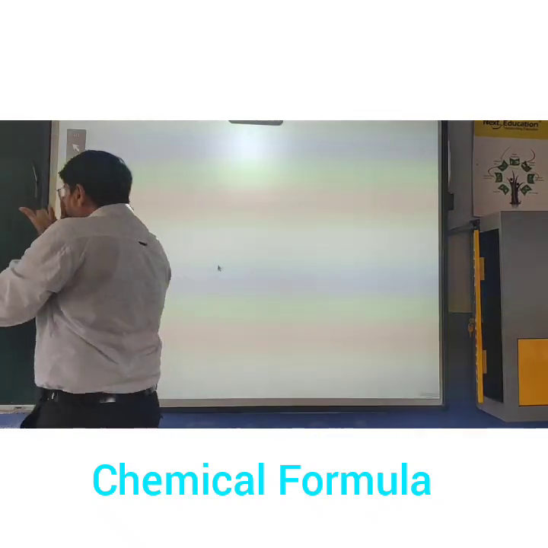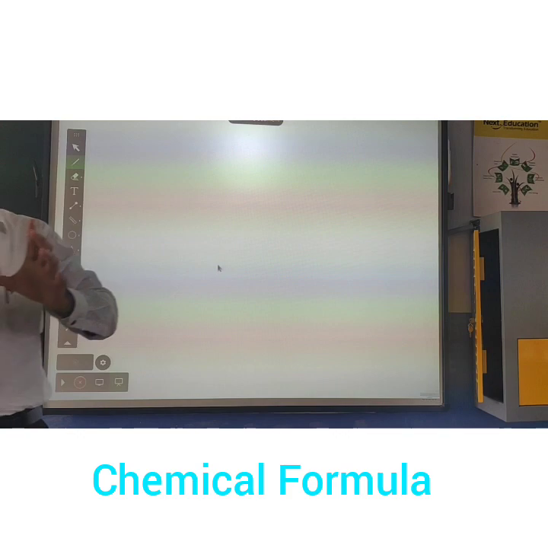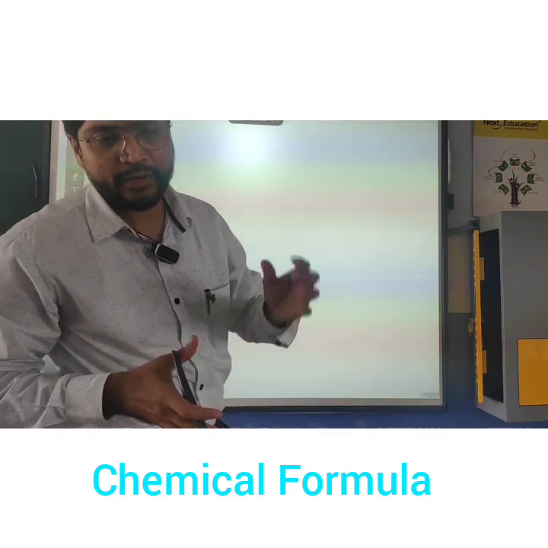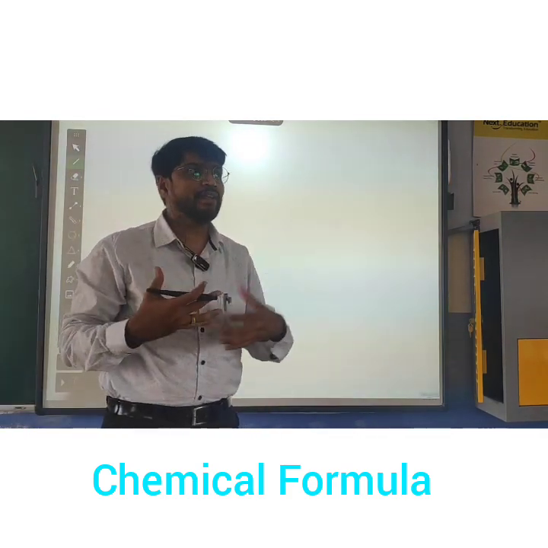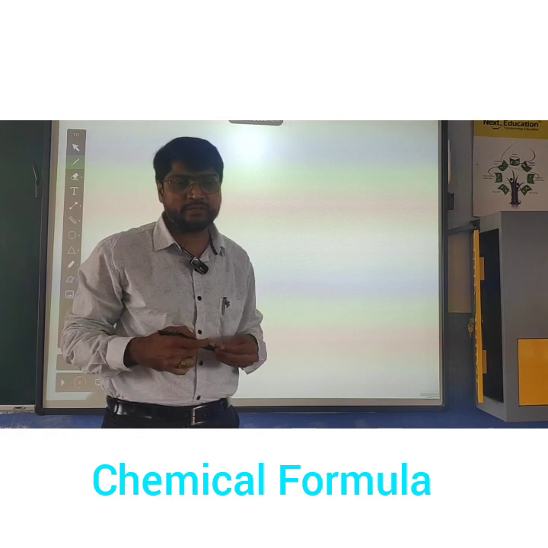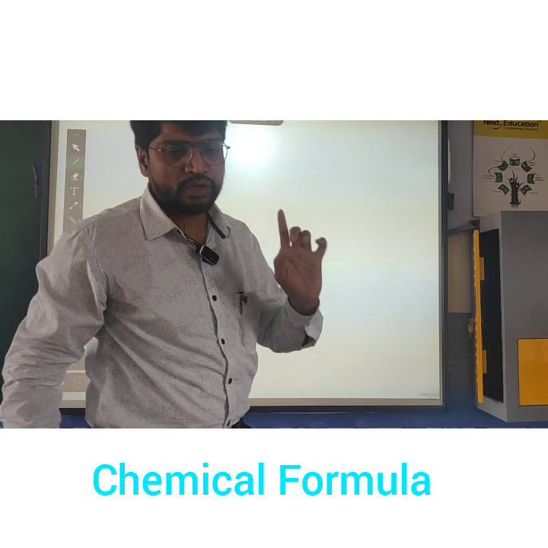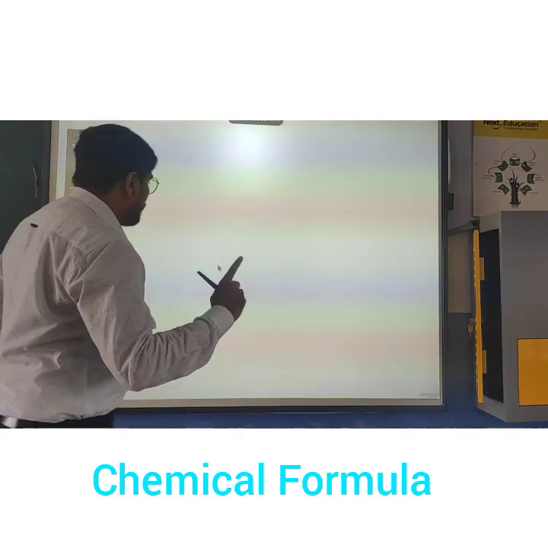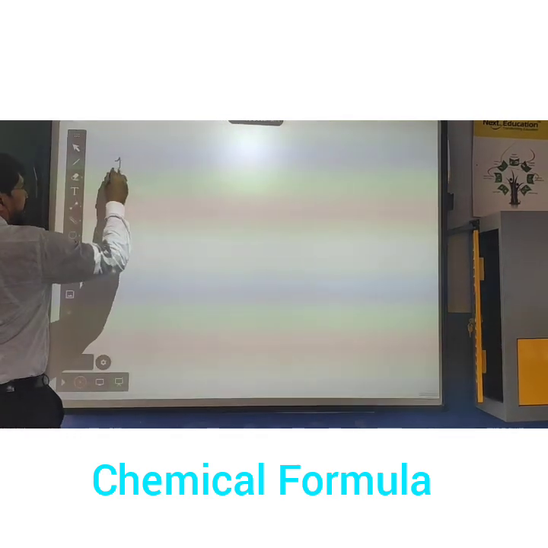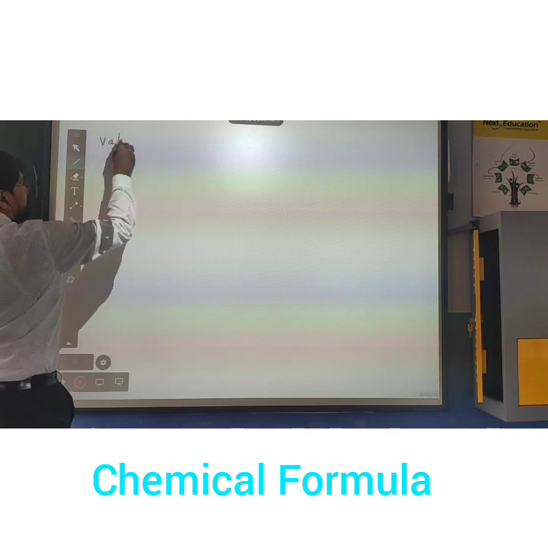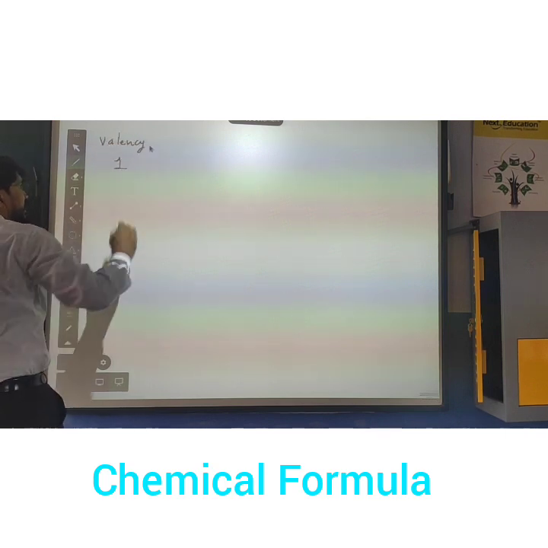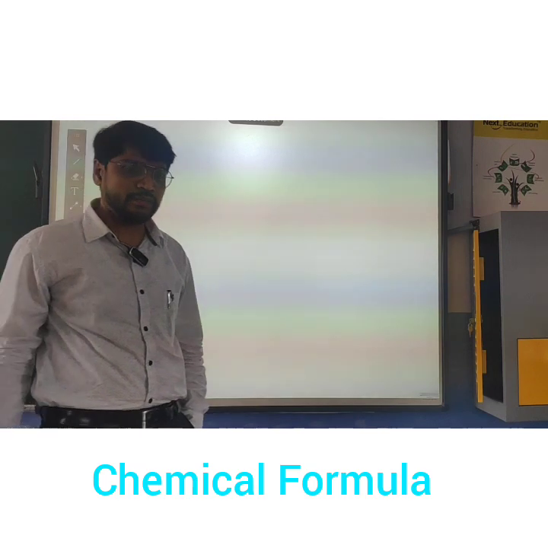Okay, now let's see. In the previous one, we have seen how to write down how a valency, or you can say anion and cation, form. So cation and anion always depend on the valency. First we will talk about the elements which have valency one. What is valency? The tendency of an element to lose or gain electrons is called its valency.